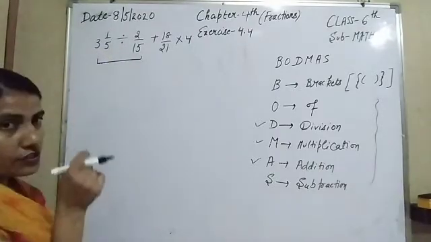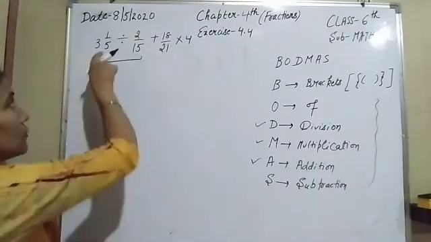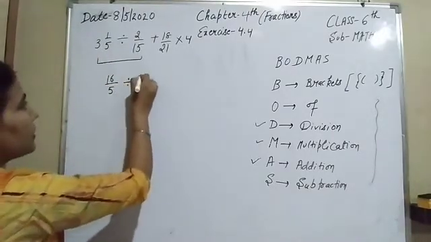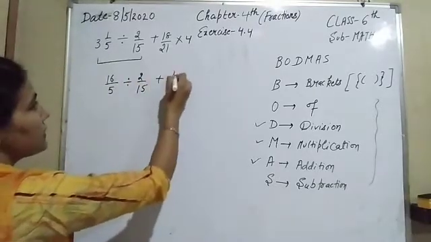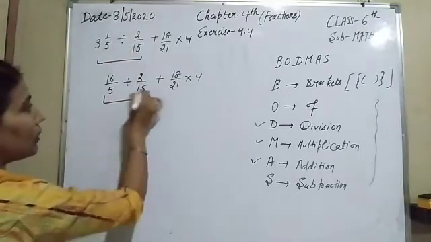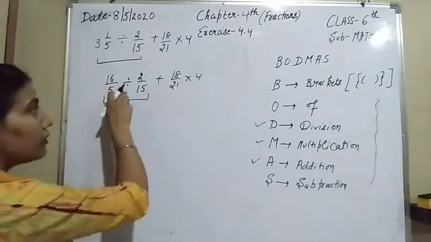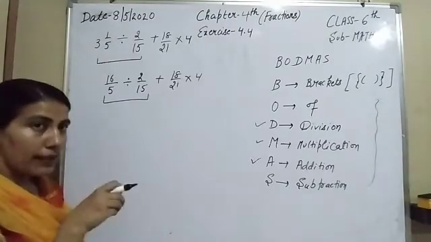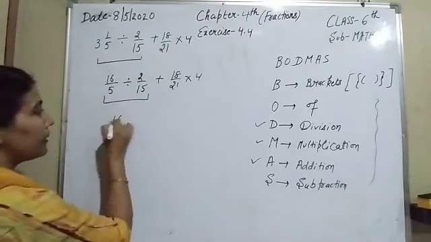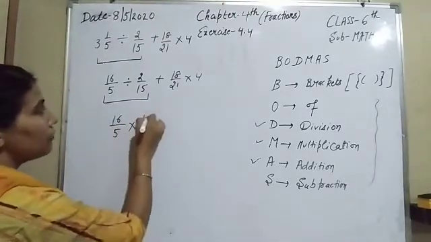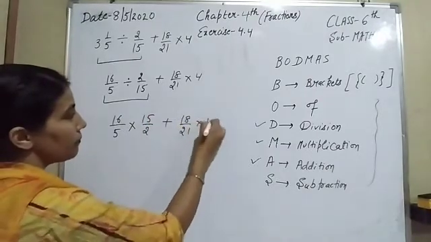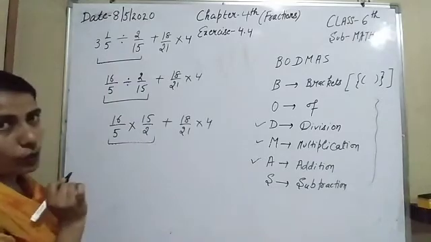So convert this mixed fraction form into an improper fraction. So 5 3s are 15 plus 1, it can be written as 16 over 5, and here is division 2 by 15, here is plus 18 over 21 multiply 4. Firstly we are going to solve this division part. So to convert the symbol of division into multiplication, we have to take the reciprocal of this part. So it can be written as 16 by 5 multiply 15 by 2, and all others will remain same, because firstly we have to solve this part only.